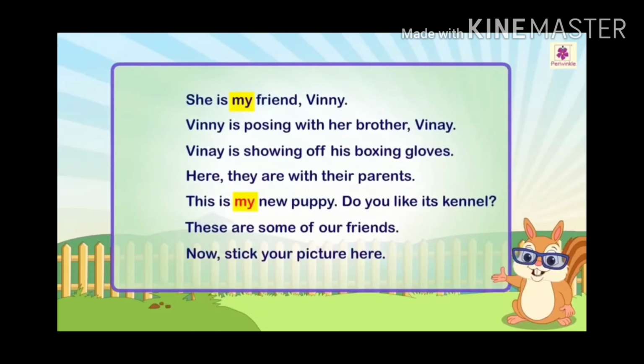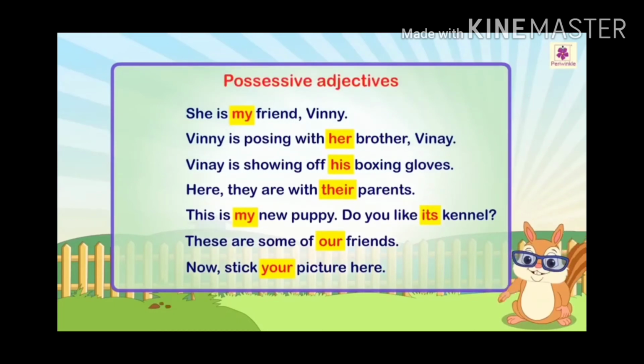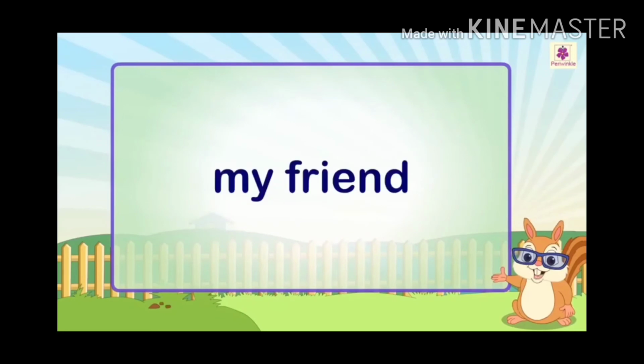The words my, her, his, their, its, our, and your show a relationship or ownership. They are called possessive adjectives. The possessive adjectives always come before a noun that they qualify. For example, my friend. The possessive adjective my qualifies the noun friend.